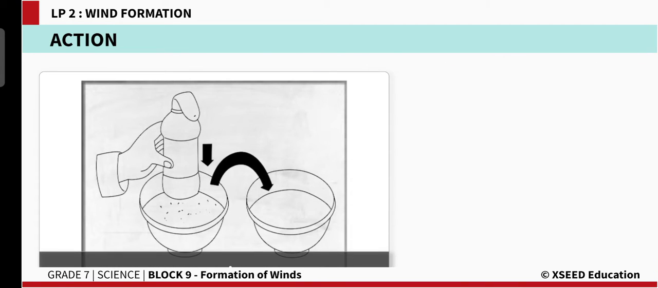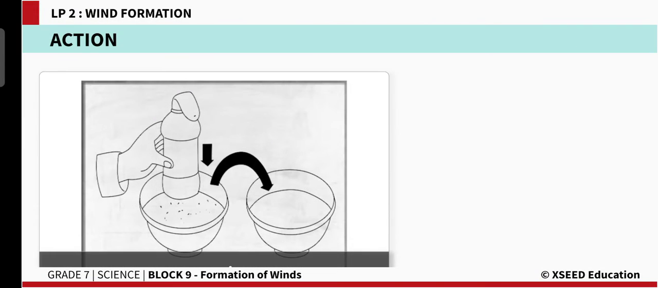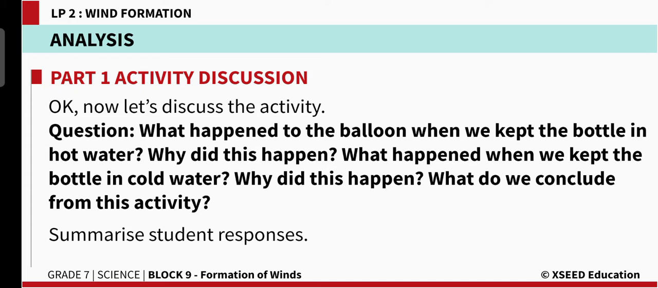So, students, see here. You can see how you have to attach the balloon and how it is put from hot water to the cold water, and you have to note down the differences in the notebook. So, students, what happened to the balloon when we kept the bottle in the hot water? Why did this happen? What happened when we kept the bottle in the cold water? Again, why does this happen? What do we conclude from this activity?